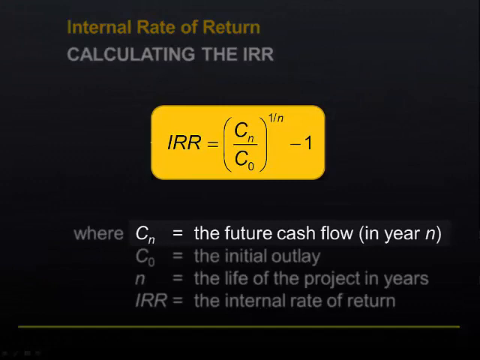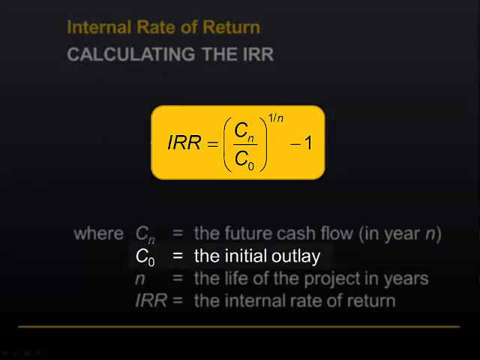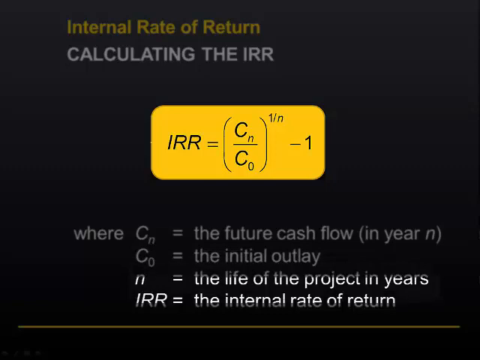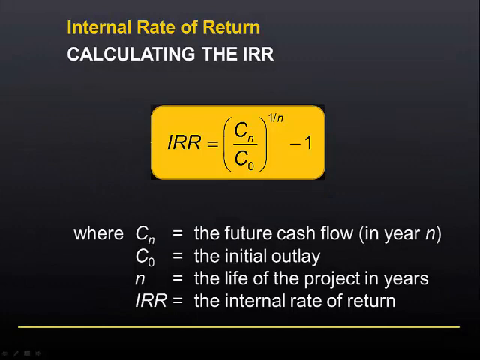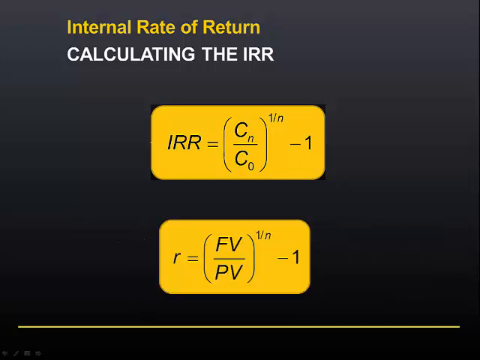In this equation, Cn is the future cash flow in year N, C0 is the initial outlay, N is the life of the project in years, and IRR is the internal rate of return. We should note the similarity between this formula and the formula that we derived in the topic on financial mathematics to solve for the rate of return when the present value grows to the future value over n periods.